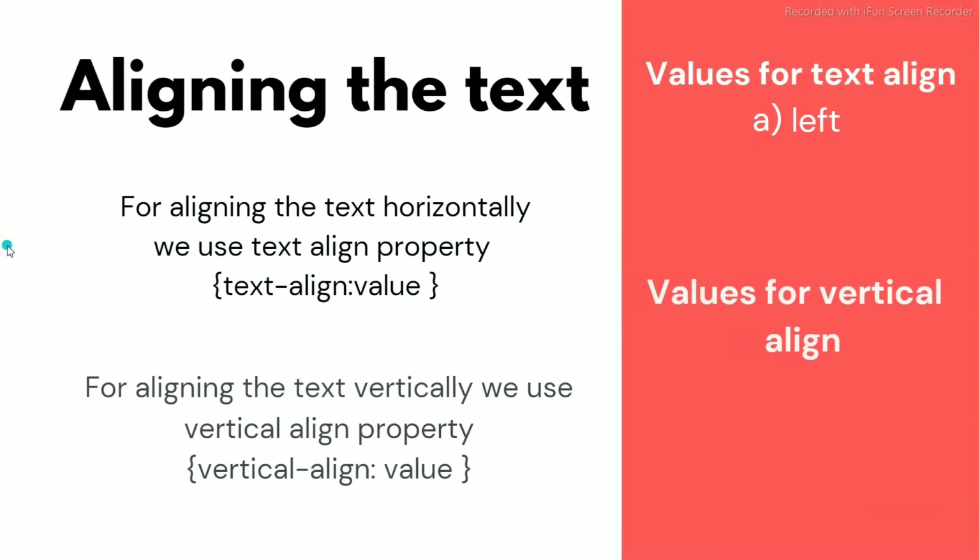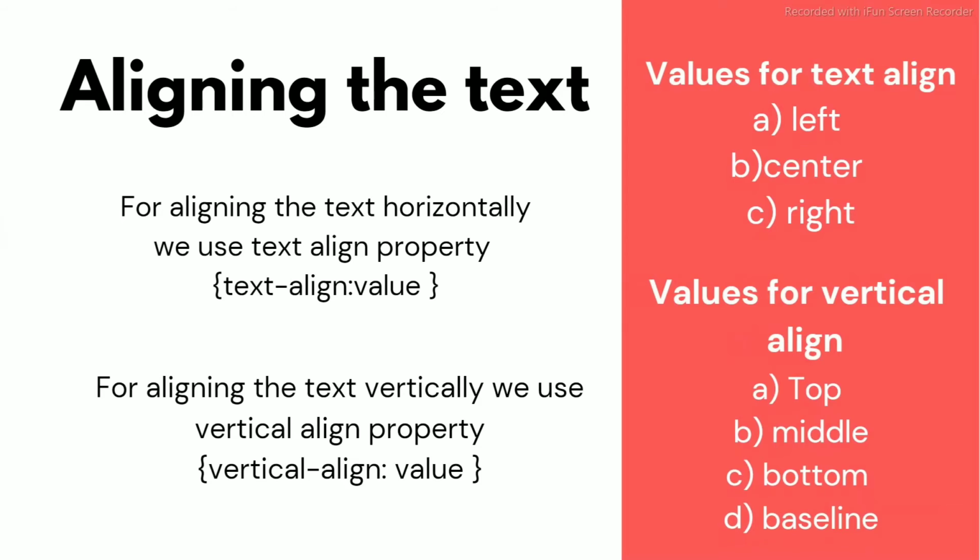There are two types of aligning in the CSS. First one is a horizontal align, second one is a vertical align. When we are discussing the horizontal align, we use the property text align with the values like left, center, and right. Means text is aligned either to the left, either to the center, or either to the right. This is all about the horizontal align.